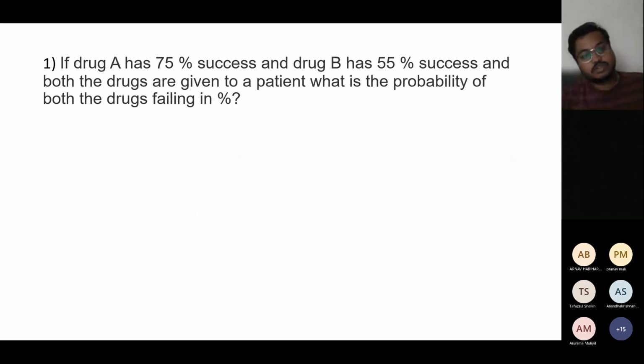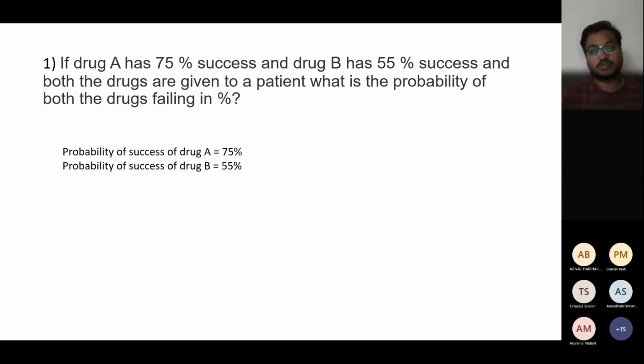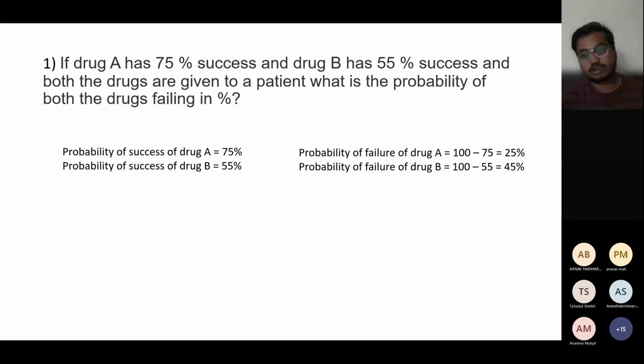So the first question is, we are given two drugs. Drug A has a probability of success that is 75%, and drug B has a probability of success that is 55%. We have to find the probability of both of the drugs failing if they are given to a patient. Then we need to calculate the probability of failure, which is nothing but 100% minus the probability of success. For drug A, that comes out to be 100 minus 75, which is 25. And for drug B, it comes out to be 100 minus 55, which is 45.